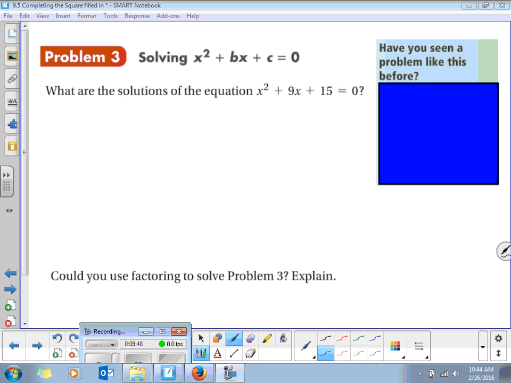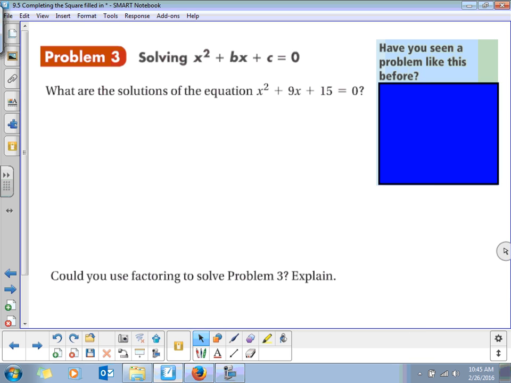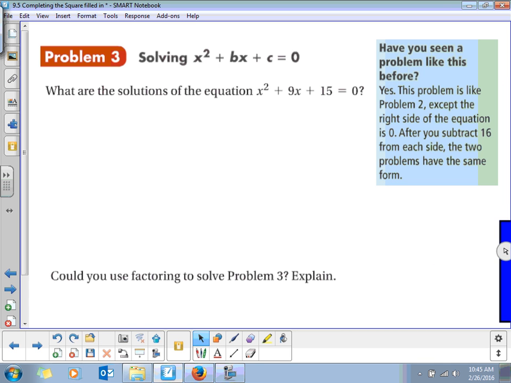Now, is there any number that you can multiply to get 15? Any two factors that you can multiply to get 15 that when you add them you're going to get a positive 9? No, we've got 1 times 15 and 3 times 5. None of those factors, when you add them, will give you a positive 9. And that's the reason why we're going to complete the square. Is everybody clear? All right.